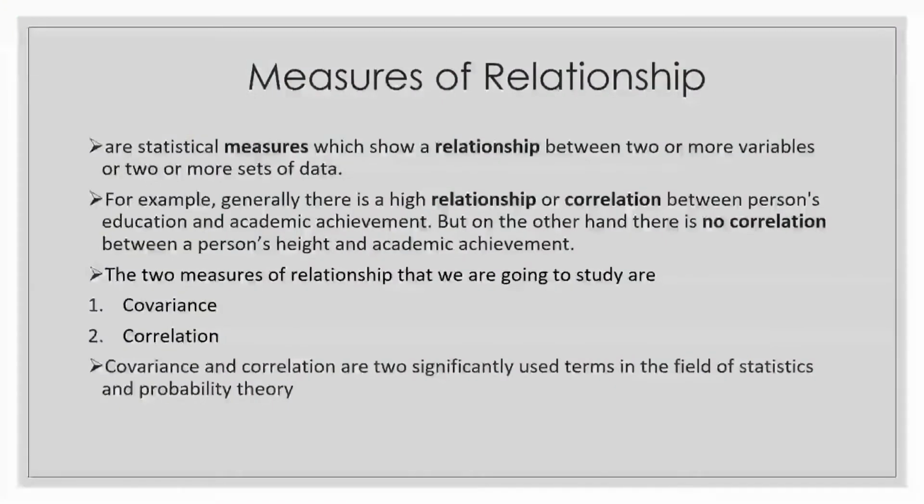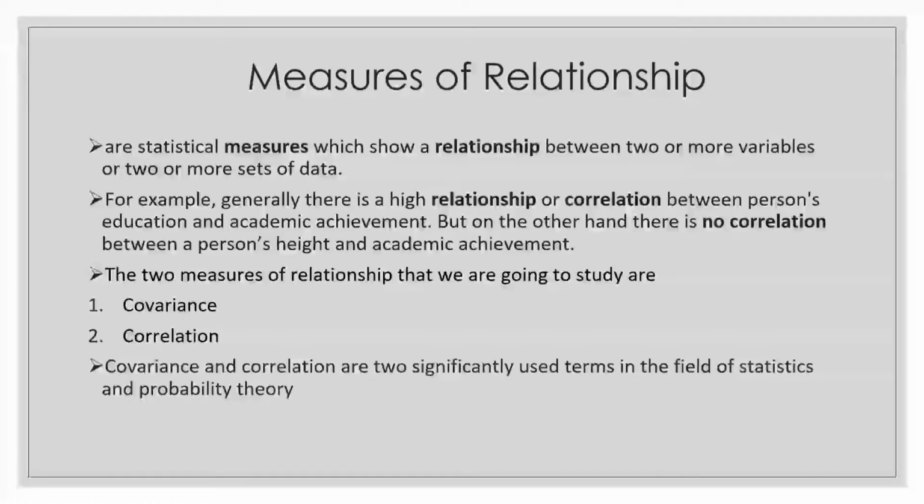Basically, measures of relationship are statistical measures which show a relationship between two or more variables or two or more sets of data. They tell you if there is any connection between the sets of data or two variables. So that is what measures of relationship are.